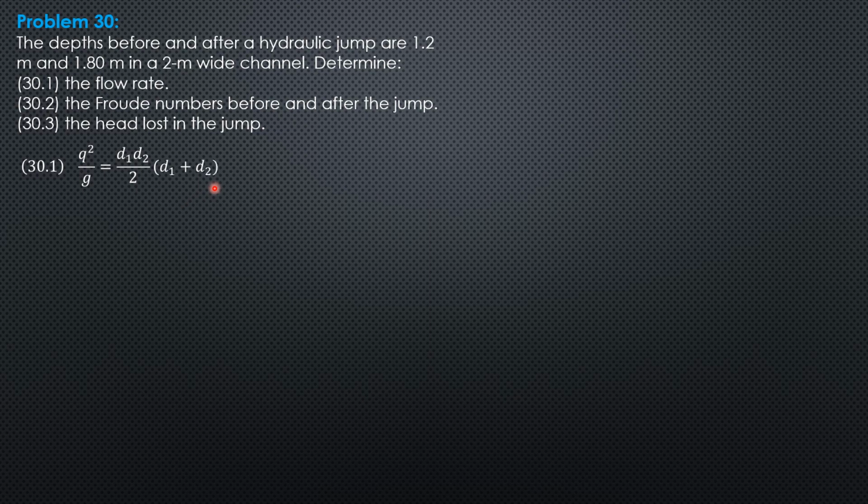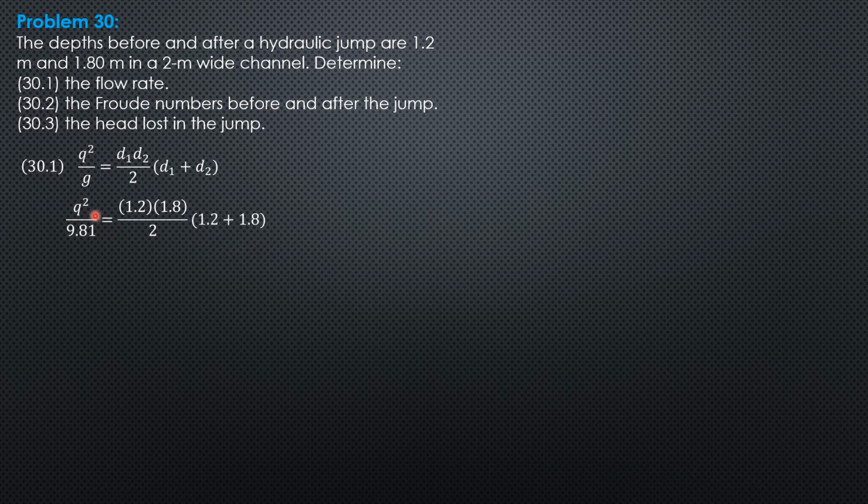That's the formula for small q, or discharge formula for rectangular sections that undergo a hydraulic jump. So substitute, everything is given, the depths especially. So small q² over 9.81 equals 1.2 times 1.8 over 2, quantity 1.2 plus 1.8.